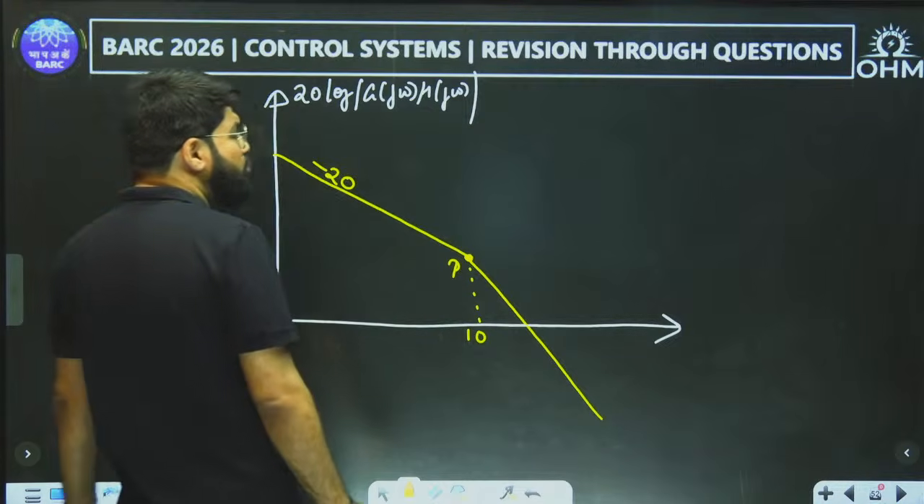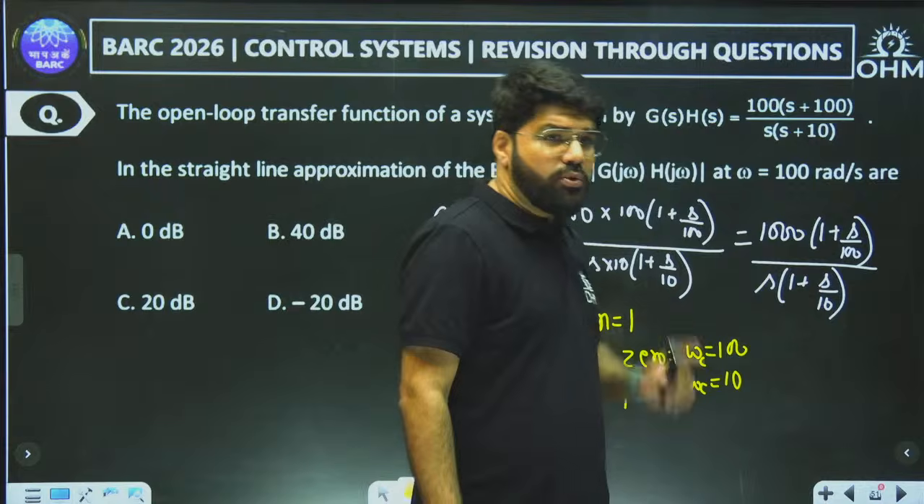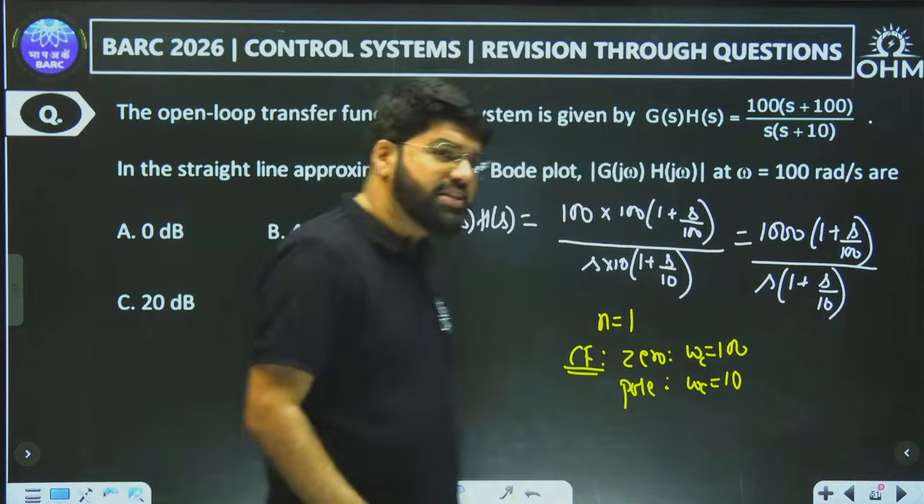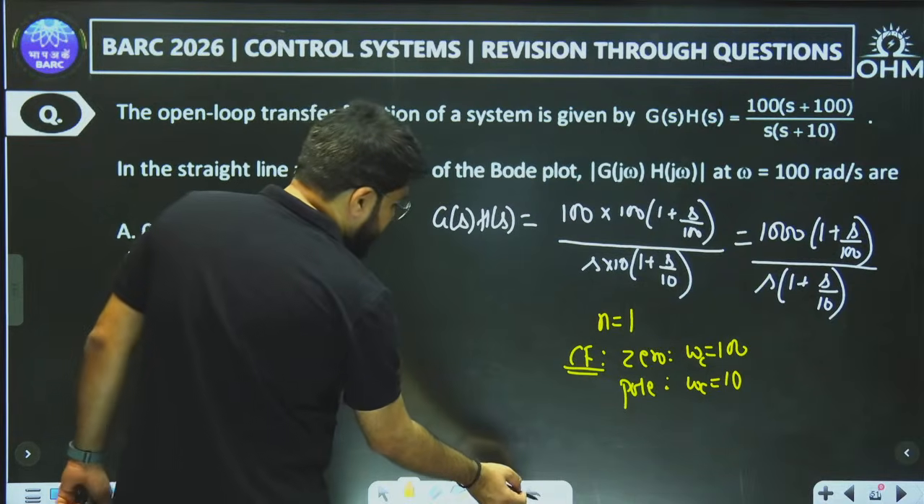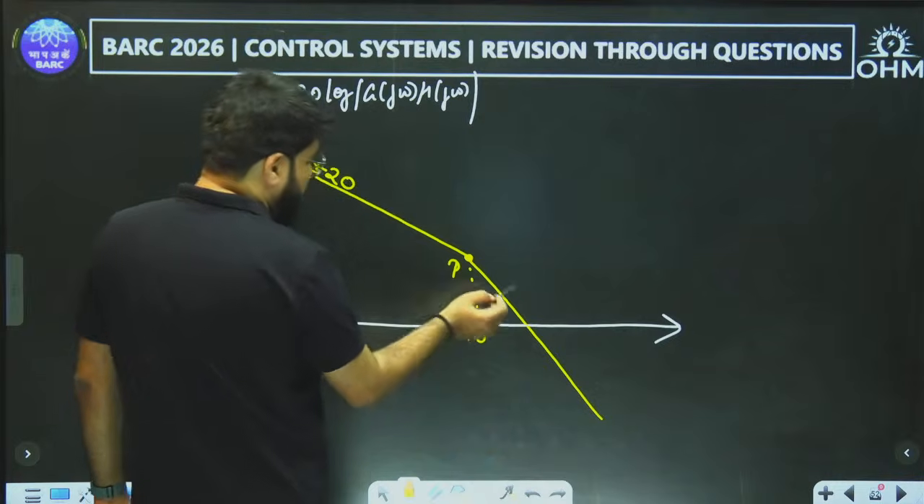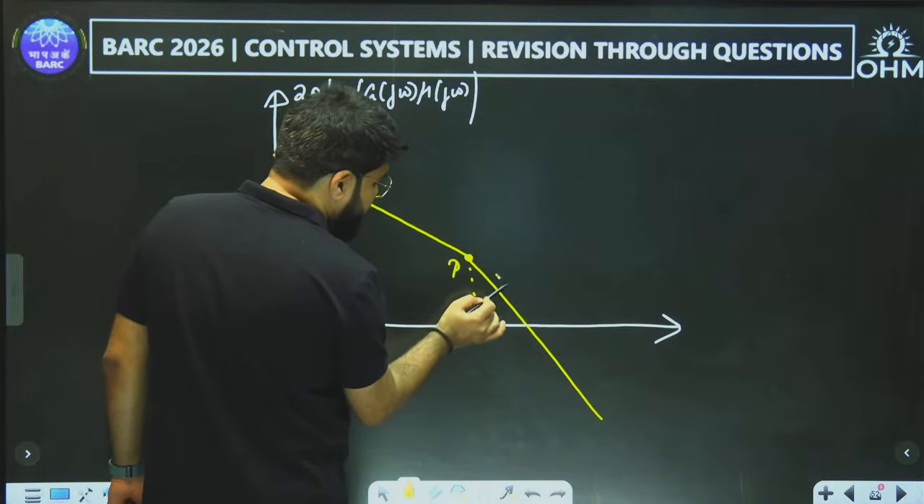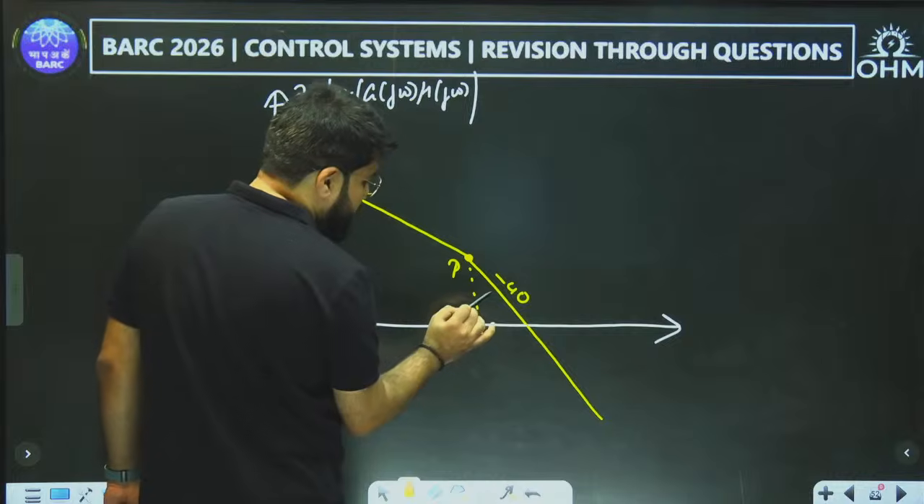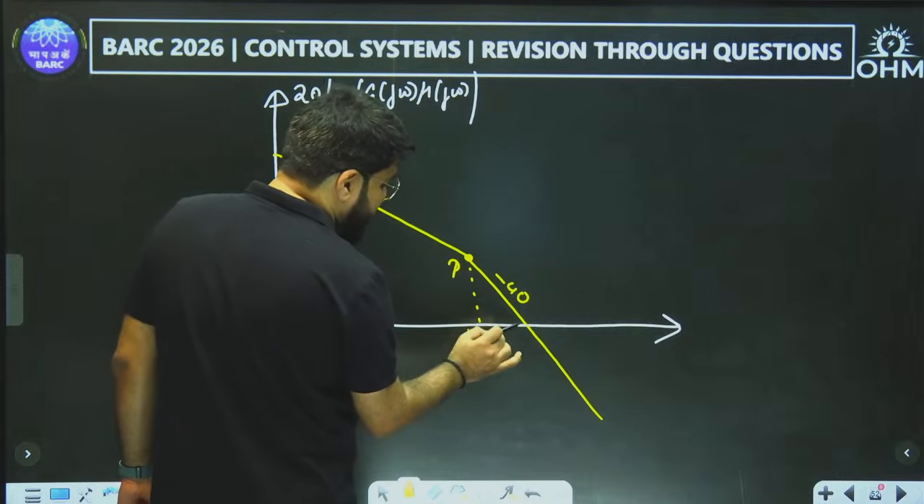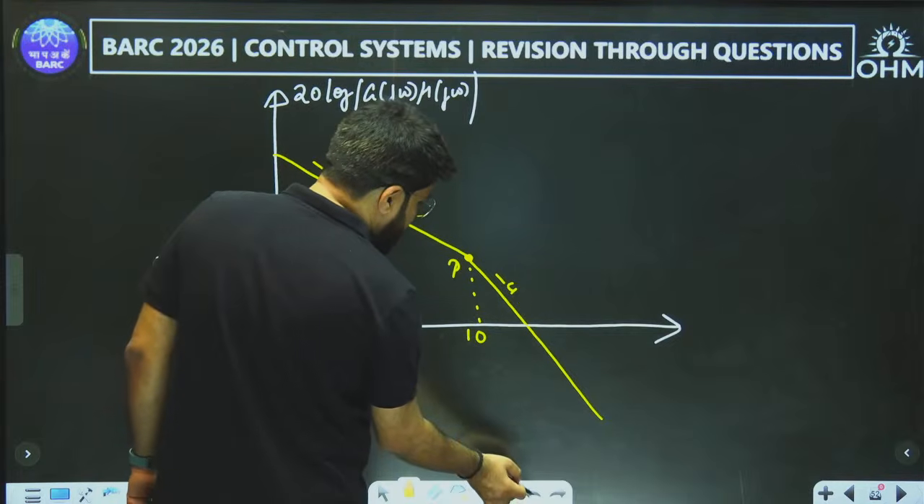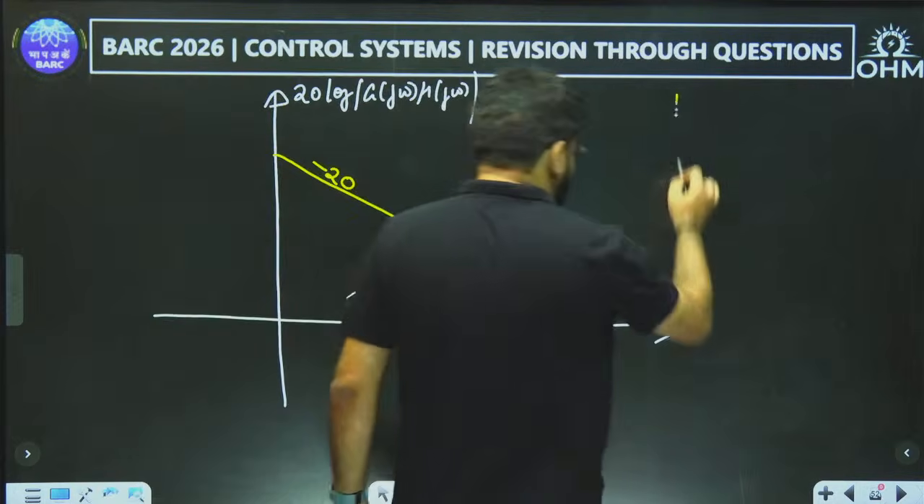We have to find the magnitude at omega equal to 100, the next corner frequency. How do I find that? Then only I'll be able to complete this plot. What is important here is that this line will have slope minus 40. How much magnitude will it take at omega equal to 100? That's what I want to calculate.